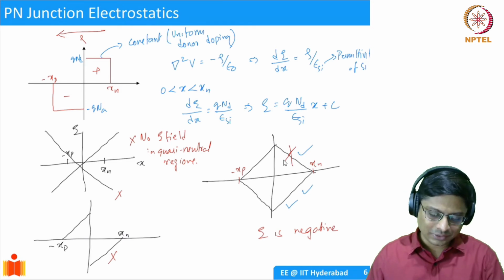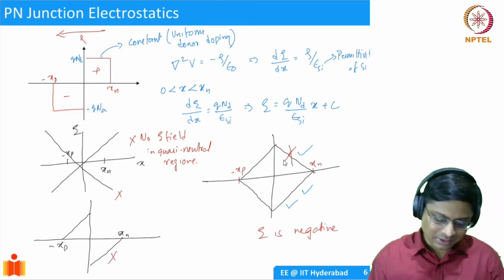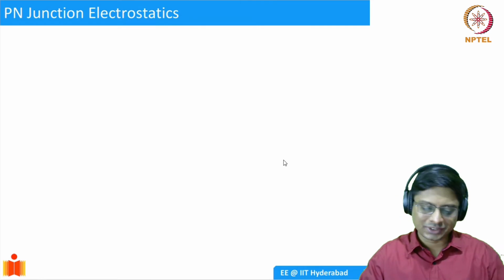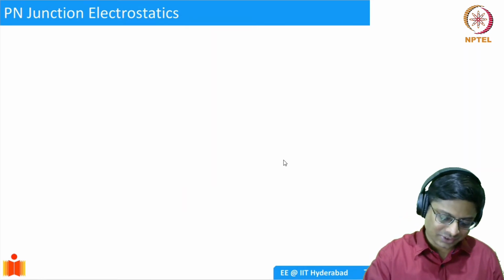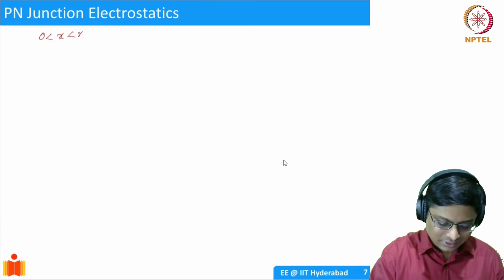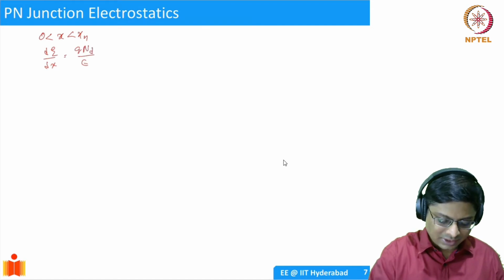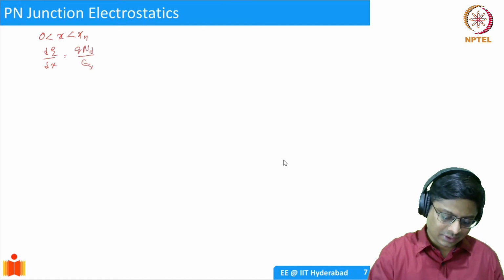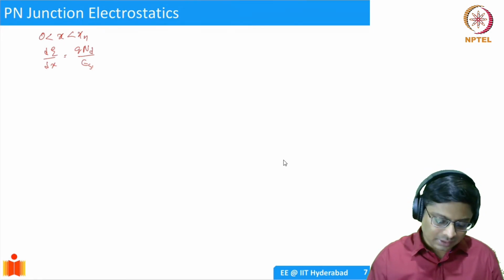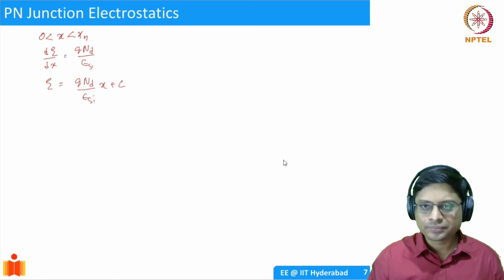Let's just make sure that you have this in mind. Let's take the equations and solve them. We'll get to the answer that we just discussed. So for x in the n region, dE by dx is basically q N_D by epsilon silicon. This is your Gauss law. And so E is going to be q N_D by epsilon silicon times x plus C.